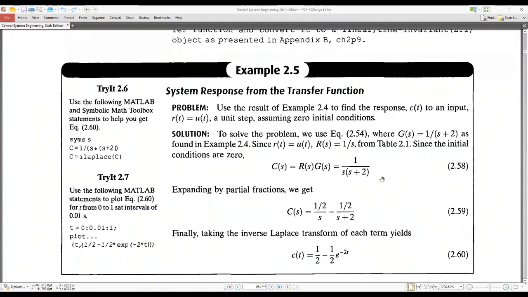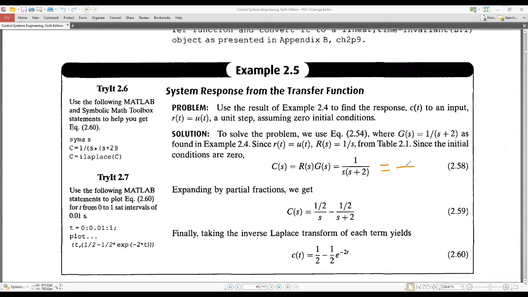So that is the unit step. C(s) is equal to R(s) into G(s), so 1 by s into (s plus 2). If we do the partial fraction, then we'll get this one. Let me show you how we can get the partial fraction.